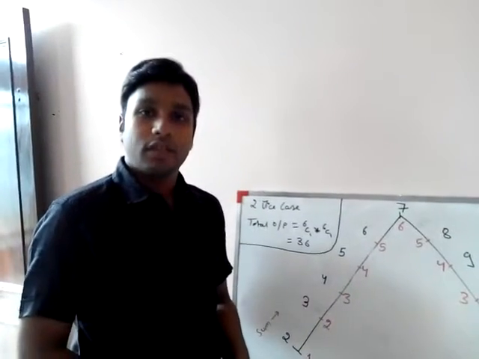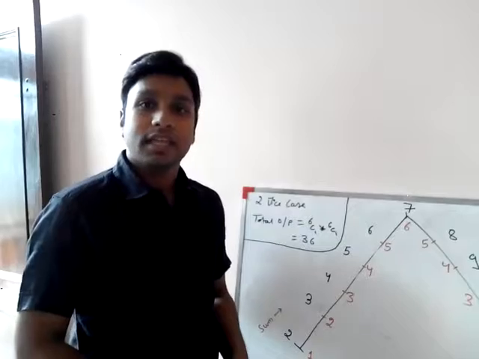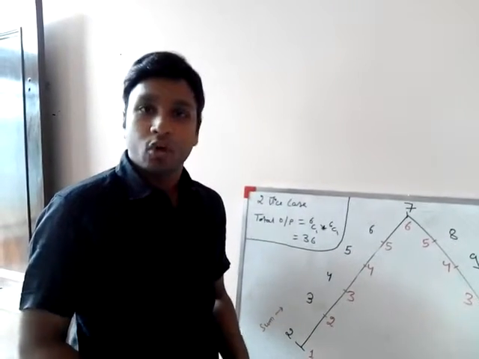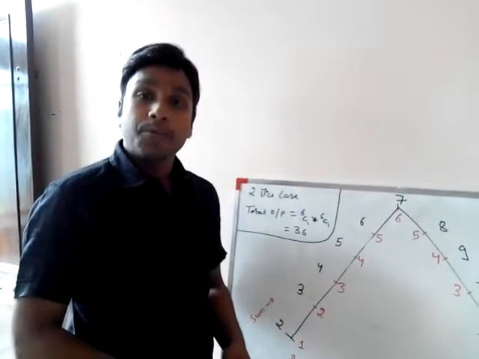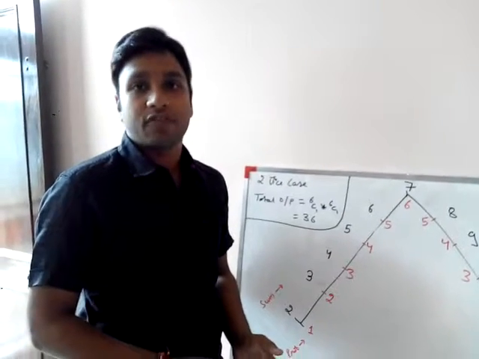Hello students, today I will show you how to solve the questions based on probability in which we are asked that suppose we are given two dice, we are rolling them, right? So what is the probability of getting the sum as 5? So how to solve these type of questions?